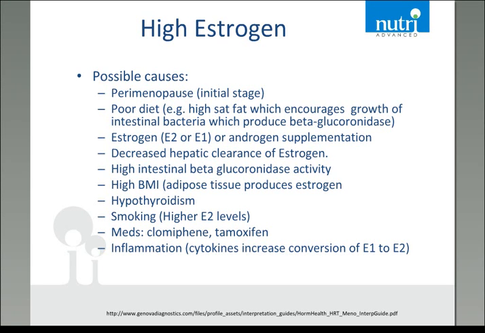Decreased hepatic clearance of estrogen, so thinking about the liver. High intestinal beta-glucuronidase, we just covered that. High BMI, so therefore that adipose tissue, especially that fat, is producing its own estrogen. Hypothyroidism, smoking, it can raise our E2 levels. Certain medications, particularly tamoxifen, which is obviously a drug of choice post estrogen-positive breast cancer. Inflammation, those inflammatory cytokines can increase the conversion of estrogens.